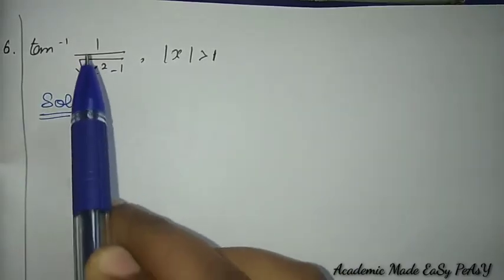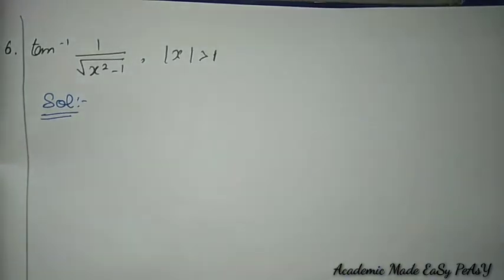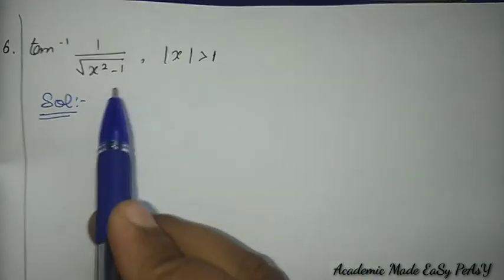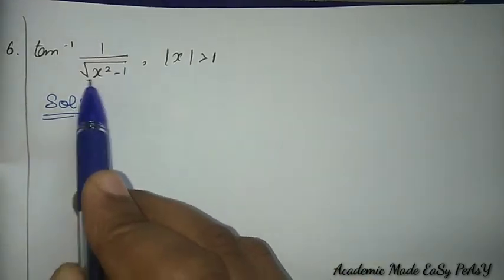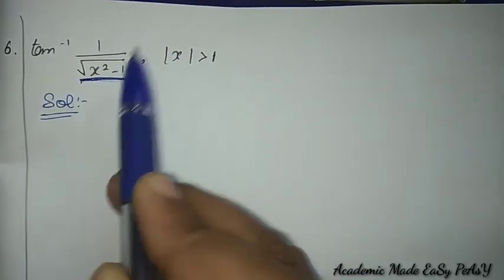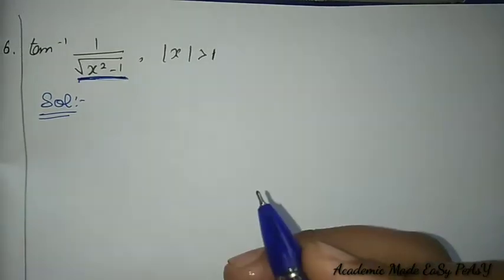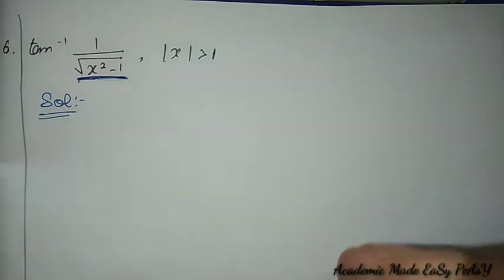Tan inverse of 1 by root of x square minus 1, where mod x is greater than 1. Here we have some clue, so we will be taking the denominator. It's not that always we have to check only the numerator; we can also check the denominator. Whichever part is favoring the question, we will be taking. It does not depend on numerator or denominator, it depends on the equation of the function which is given.